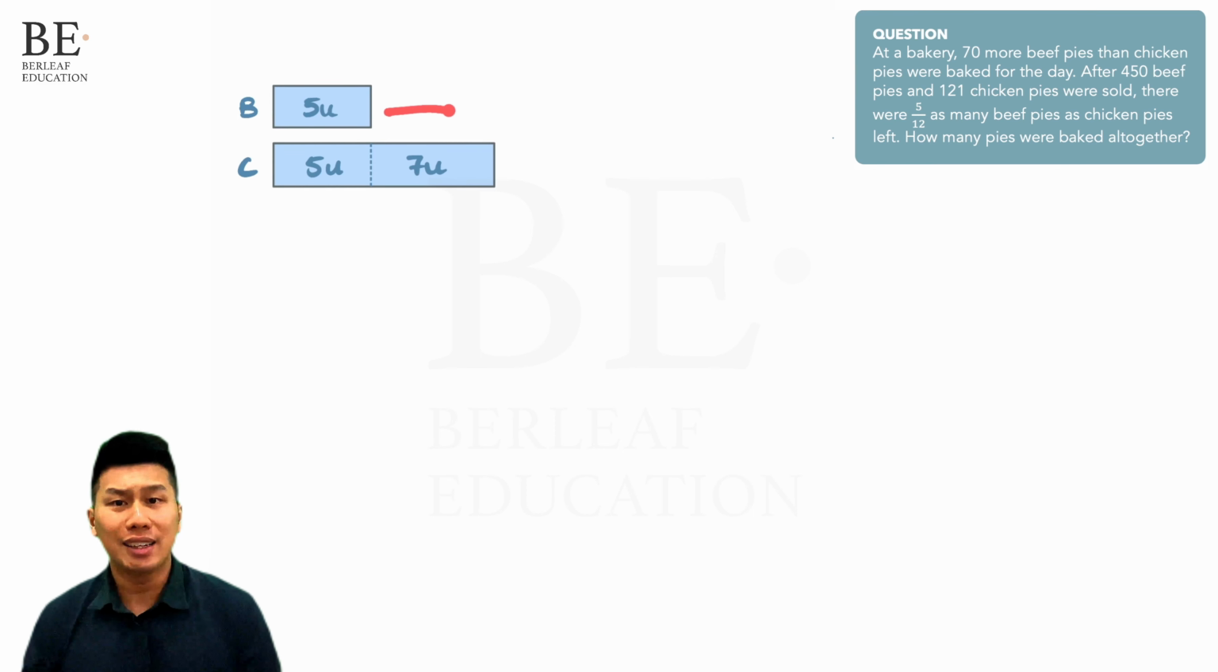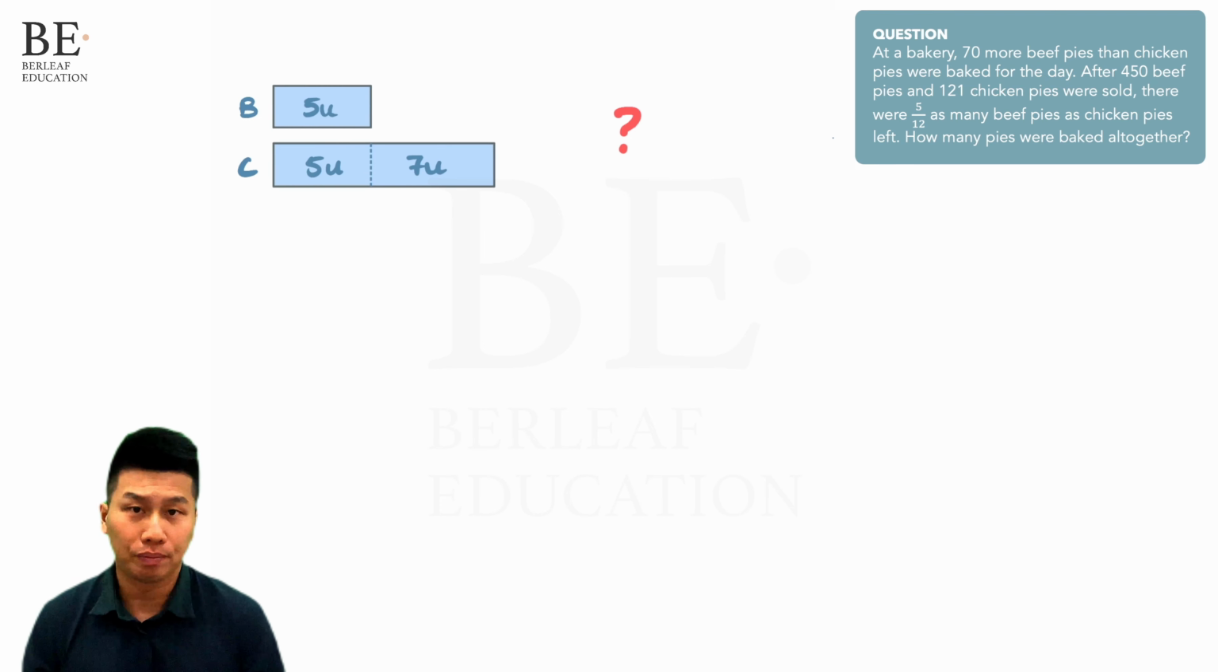Now we have to extend these models to account for the pies that were sold. Then definitely the question is, how far should they be extended? To quickly determine which of this model to extend first, focus on the period before any pies were sold and extend the one with the lesser total. In this case, the chicken pie was 70 less than the beef pies during that period. Hence, we shall start with extending the chicken pies model.